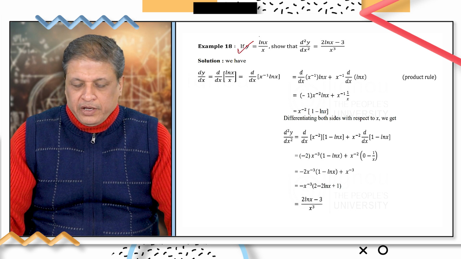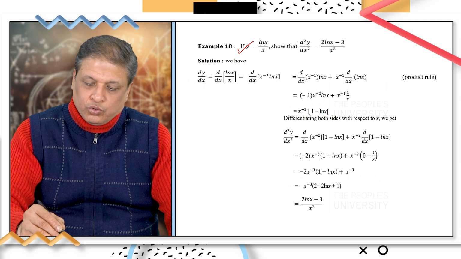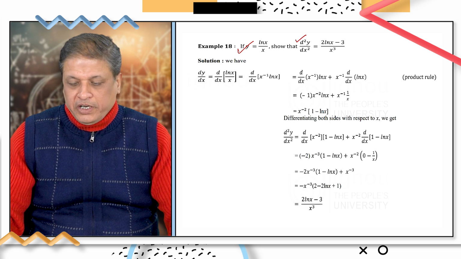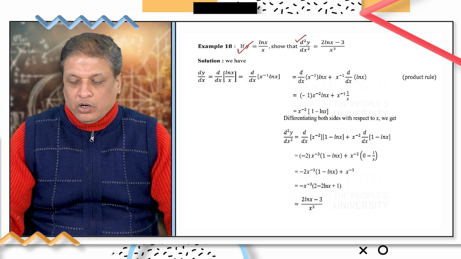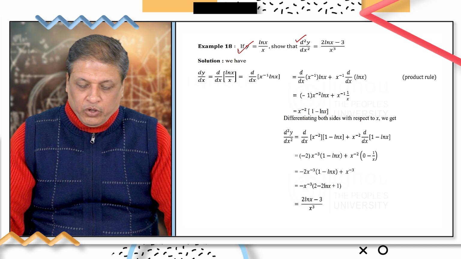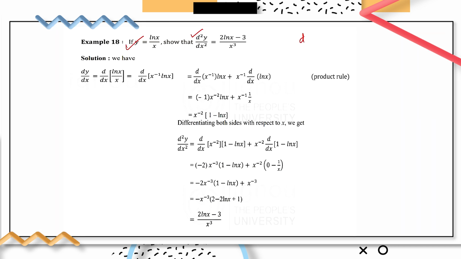We are given y is equal to natural logarithm of x by x, and we are supposed to show that d2y by dx square is equal to 2 times natural logarithm of x minus 3 upon x cube. Because d2y by dx square is d by dx of dy by dx, firstly we need to find dy by dx.